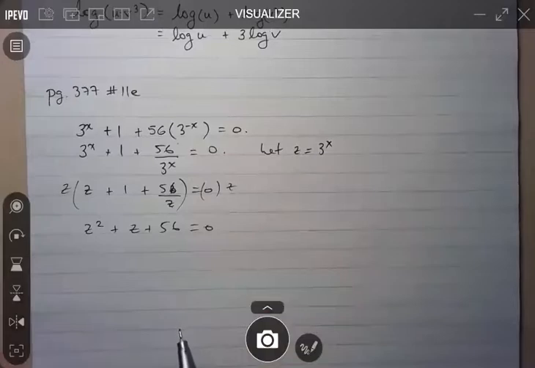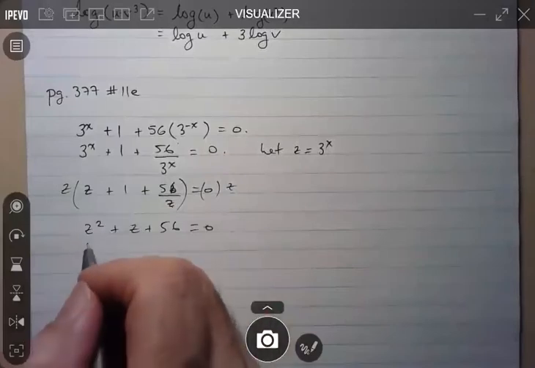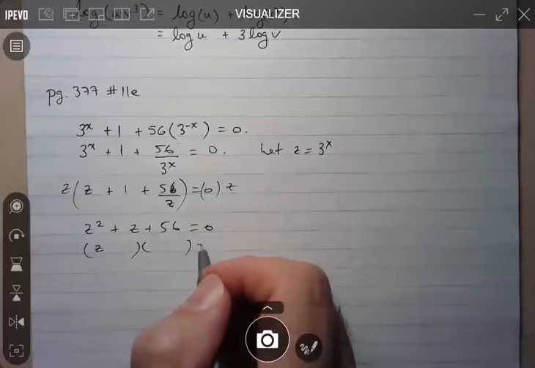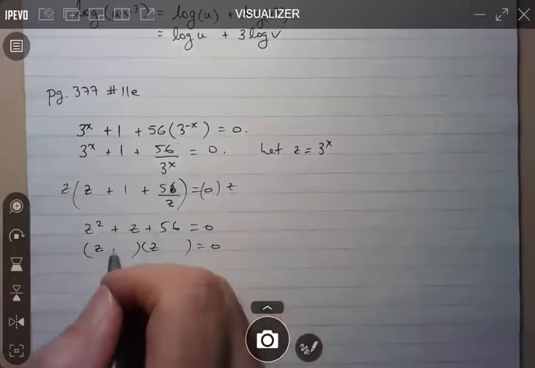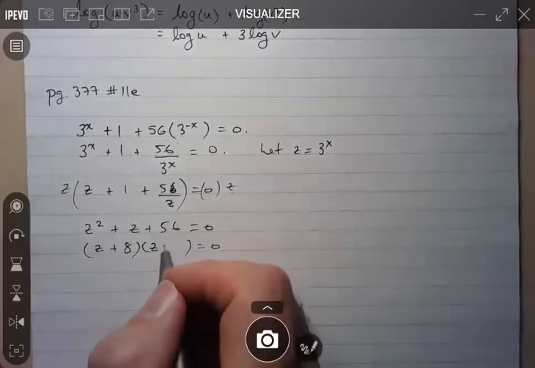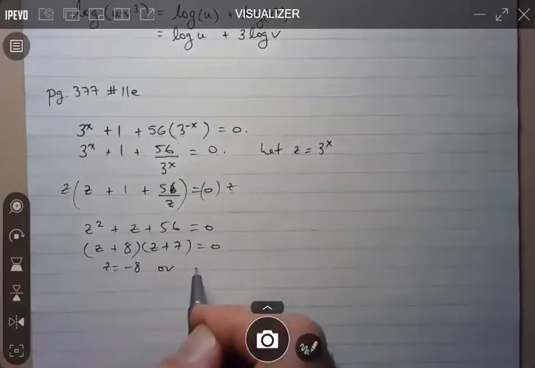Okay. So here, this looks like it's going to be nice and easily factorable. So what do we have? We have z squared plus 15z plus 56 equal to 0. So here it's going to be z plus 8 times z plus 7. Okay, and so z is equal to -8, or z is equal to -7.